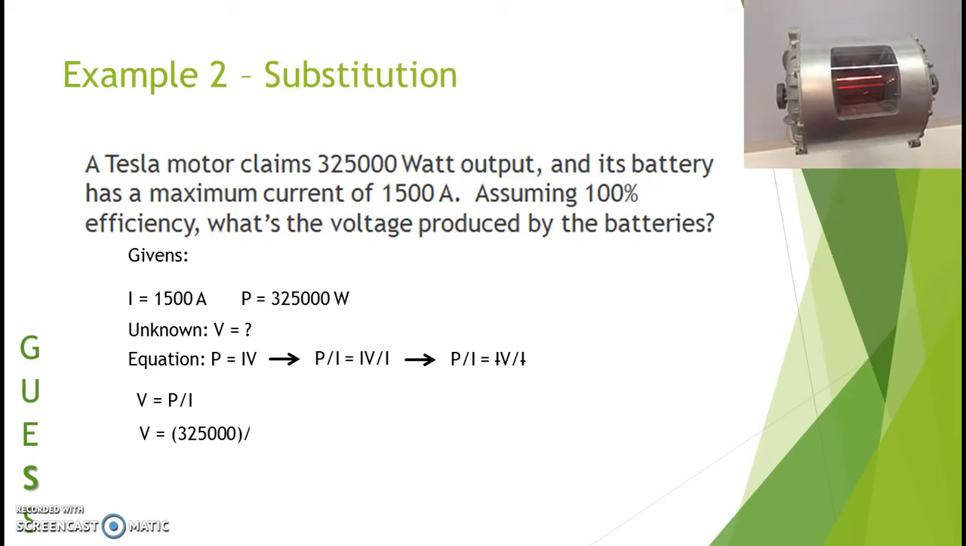Okay, so then we're on to our substitution portion. And we can substitute in 325,000 watts for P, 1,500 amps for I. Then we move on to the solution stage and plug it into the calculator. And when I did the calculation, I got 220 volts as my answer. Are we done? No, we're not. We still need the 3 questions, right?